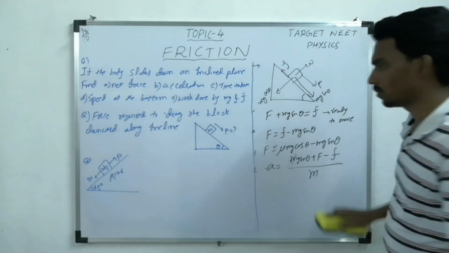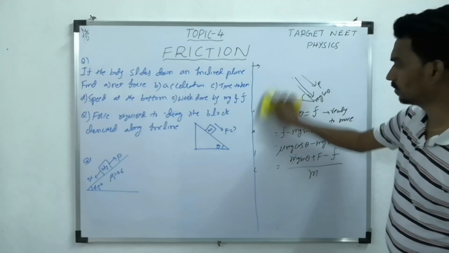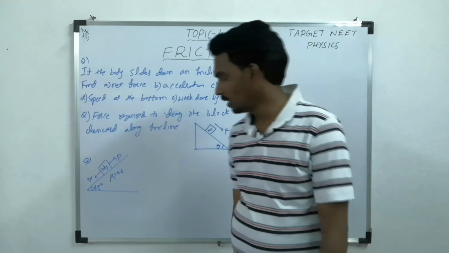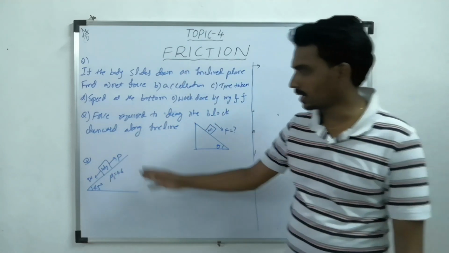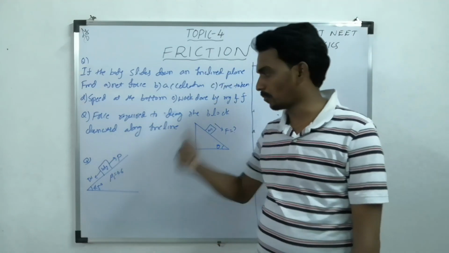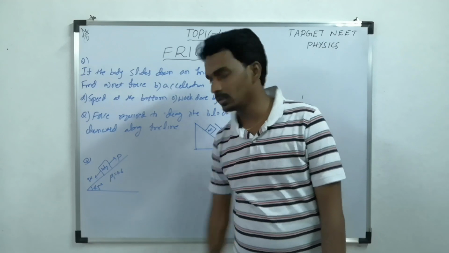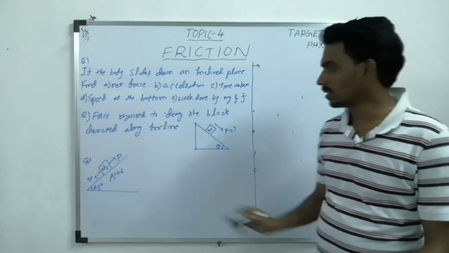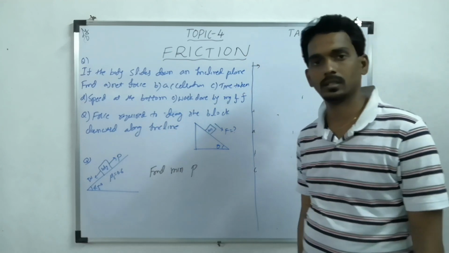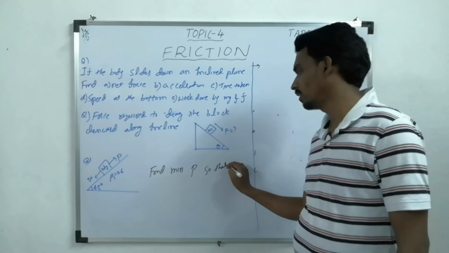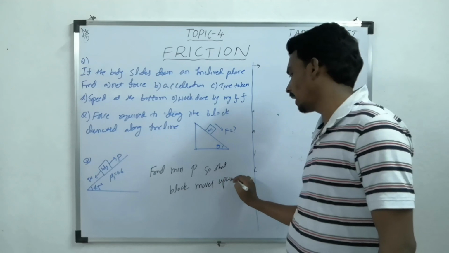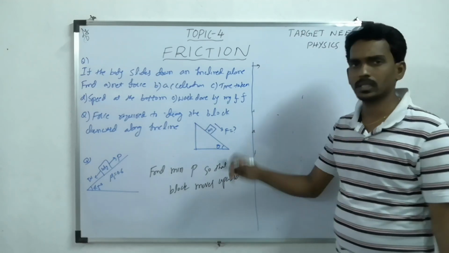Now similarly, one more question they have given. I have given just a diagram. A block of mass 10 kg is kept on the inclined surface, and a force P is applied upward and a force of 3 Newton is applied downward. Now the question is: find the minimum value of P so that the block moves upward along the incline. Now take the free body diagram.